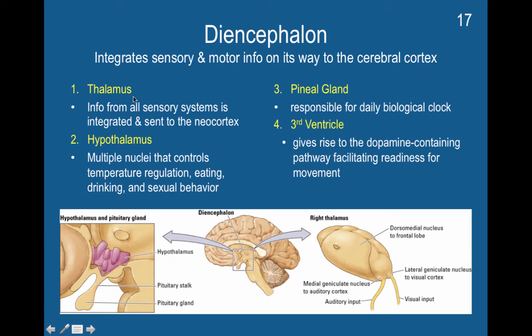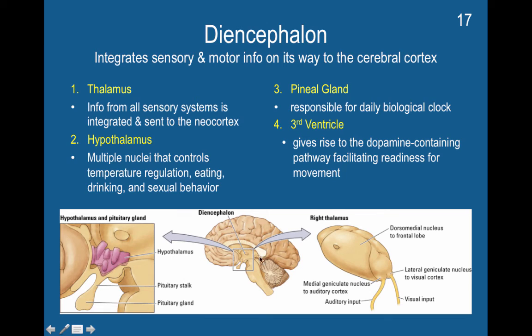Okay. You have the thalamus. This integrates information from all the senses before it is sent into the neocortex. Then you also have the hypothalamus. This is multiple nuclei that control temperature regulation, eating, drinking, and sexual behavior. We'll be talking about these a lot more.